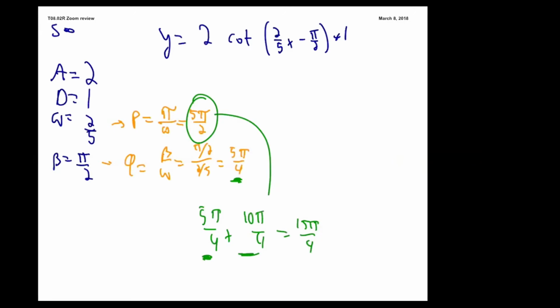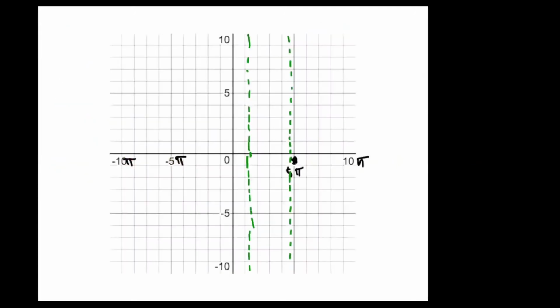Where's the next one going to be? Well, you could go backwards, like negative 5 pi over 4. It's going to be minus 10 pi over 4, so it's going to be negative 5 pi over 4. So we'll have one at negative 5 pi over 4, which is like this.